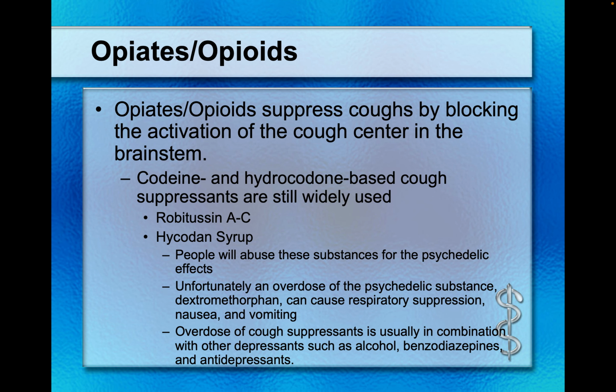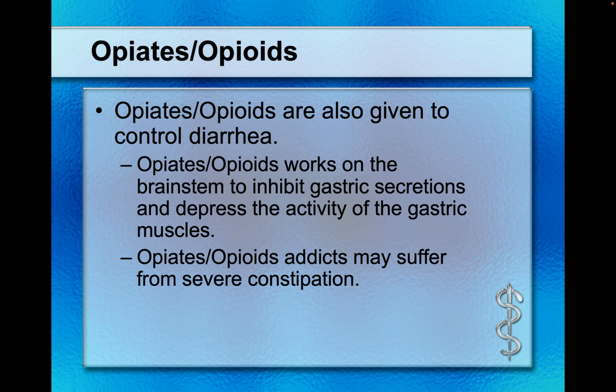Opioids suppress coughs by blocking the activation of the cough center in the brainstem. Codeine and hydrocodone-based cough suppressants are still widely used. They include Robitussin AC and Hycodan syrup. People will abuse these substances for the psychedelic effects. Unfortunately, an overdose of the psychedelic substance dextromethorphan can cause respiratory suppression, nausea, and vomiting. Overdose of cough suppressants is usually a combination with other depressants such as alcohol, benzodiazepines, and antidepressants.